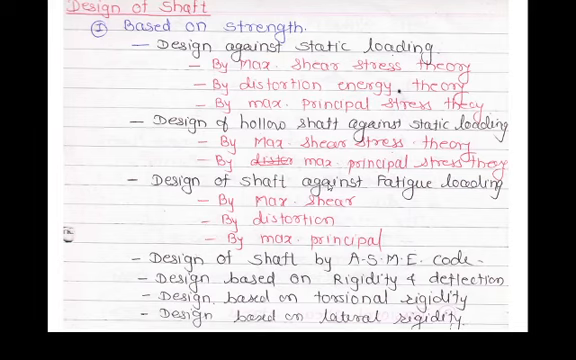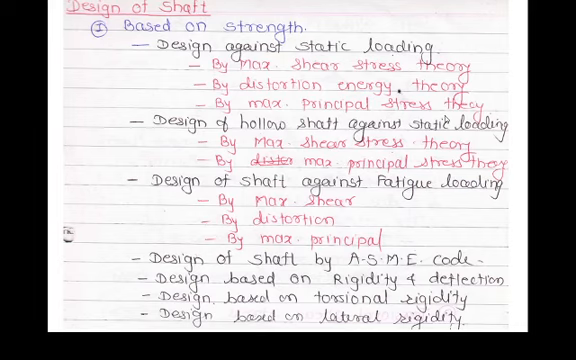Now the shaft is designed based on strength and rigidity. There are two ways to design a shaft. First of all, based on the strength, the first category is the design against static loading. If you are designing against static loading, that means the load is constant, then we can use the maximum shear stress theory of failure, the maximum distortion energy theory of failure, or the maximum principal stress theory of failure.